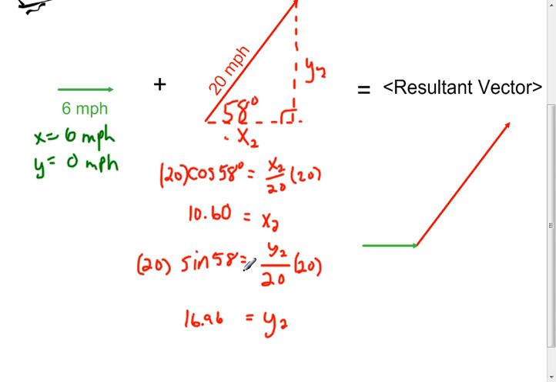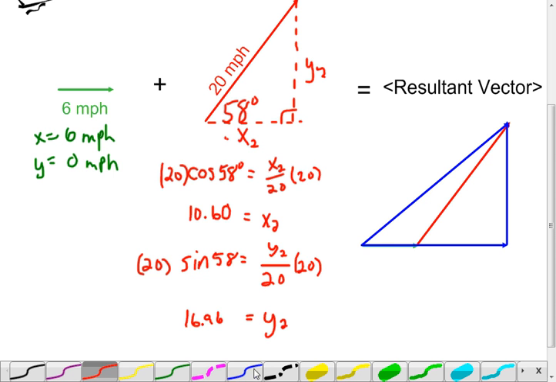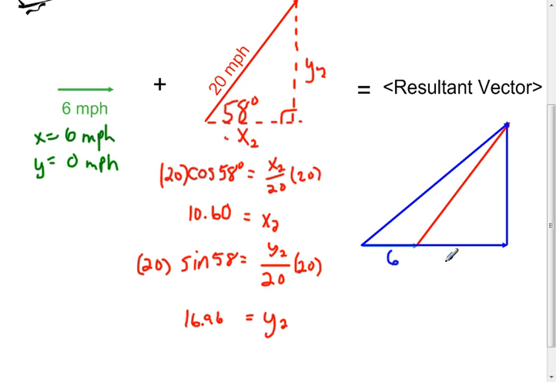Okay, so we have the green vector plus the red vector, and we end up with this resultant vector. And so I've got this hidden. Let's kind of highlight this in blue. So our x component of our resultant vector is 6 plus 10.60. So this ends up being 16.60. And the y component is 16.96. So we want to figure out what is the magnitude and what is the direction of this vector.